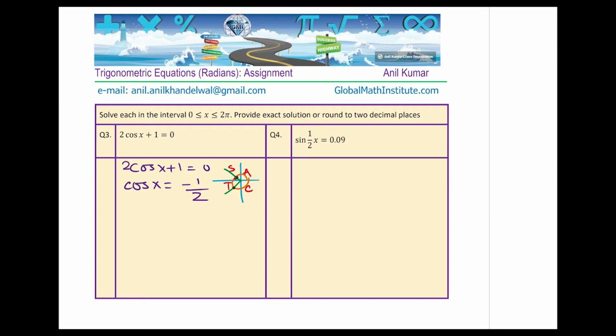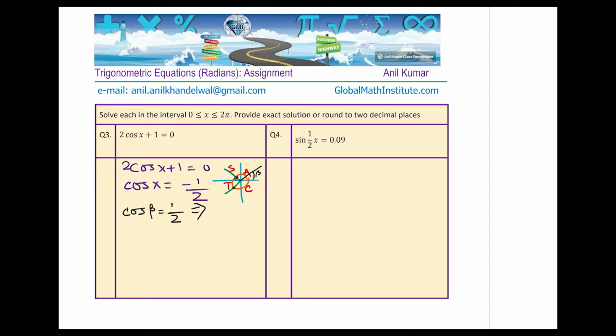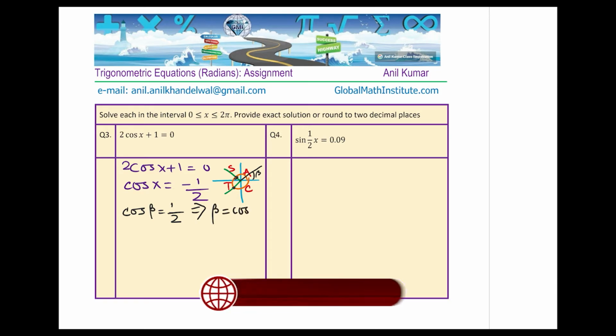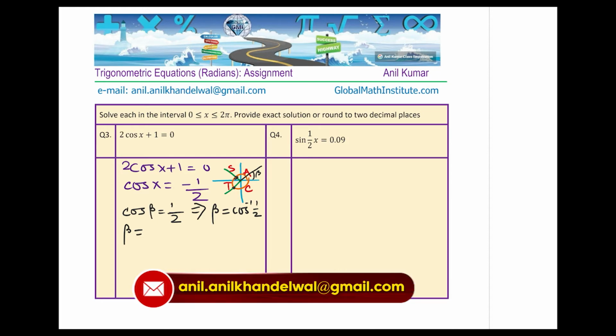So now, to find these solutions, we should first find the related acute angle. Let me say the related acute angle is beta. So we can say cos beta is equal to half. Since the related acute angle is always in quadrant 1, it will be a positive value. So beta equals cos inverse of half, right? So that gives us beta as shift cos inverse of half, and that is pi by 3.